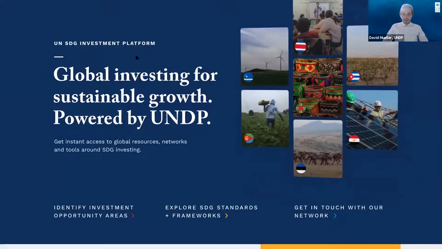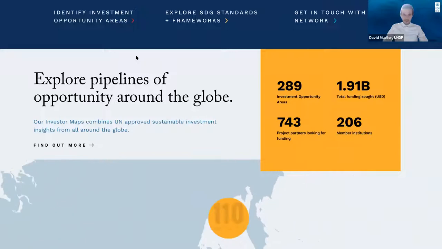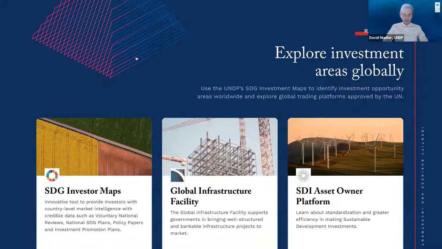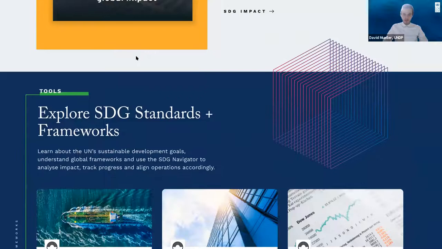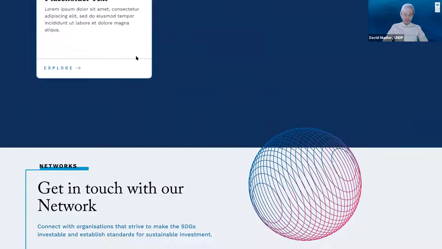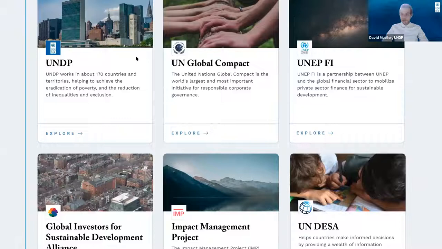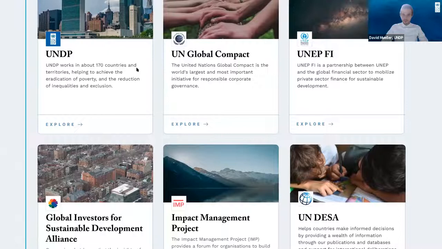So when we look at the platform, we see first an introduction in terms of what it offers. Of course, at the heart of it are the investment opportunity areas that Sylvia has spoken about, but we also have other resources, as well as some of the partners that we have, including additional tools that we have at SDG Impact. Important to note here that we are working very closely with some of the key stakeholders in this space, both from a sustainable financing perspective for SDGs, but also with regards to managing and measuring impact. So for example, just mentioning the UNEP partnership, as well as our collaboration with the Impact Management Project that we've also come across in the sample investment opportunity areas.